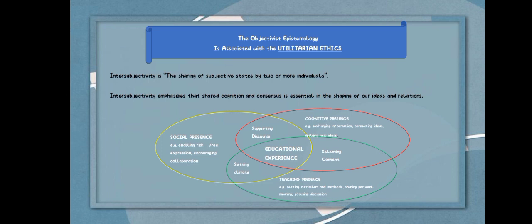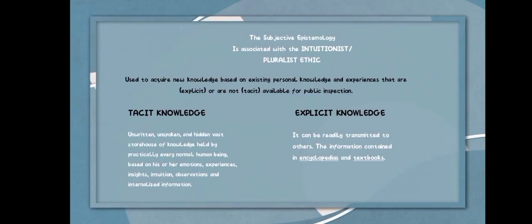So there are two kinds of knowledge we will be discussing. First is tacit knowledge. Tacit knowledge is the unwritten, unspoken, and hidden vast storehouse of knowledge held by practically every normal human being, based on his or her emotions, experiences, insights, intuition, observations, and internalized information. It refers to the knowledge, skills, and abilities an individual gains through experience that is often difficult to put into words or otherwise communicate.